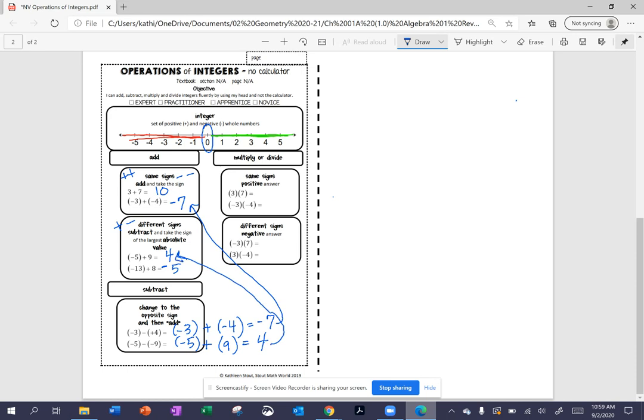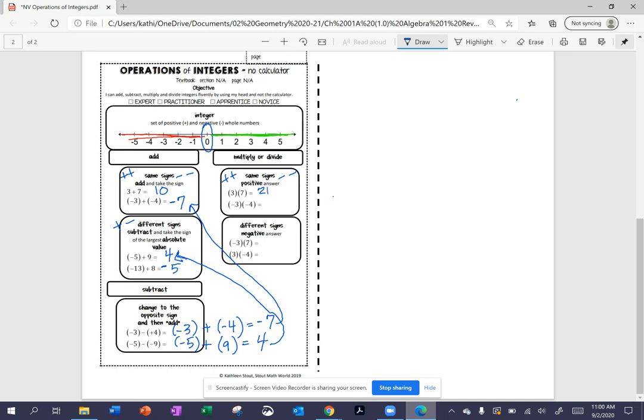All right, so for multiplying and dividing, if I have the same sign, so I'm either both positive or both negative, then I have a positive answer. So positive 3 times positive 7 is positive 21, and negative 3 times negative 4 is positive 12. If my signs are different, so I have one positive and one negative, then my answer is negative. So negative 3 times positive 7 is negative 21, and positive 3 times negative 4 is negative 12.